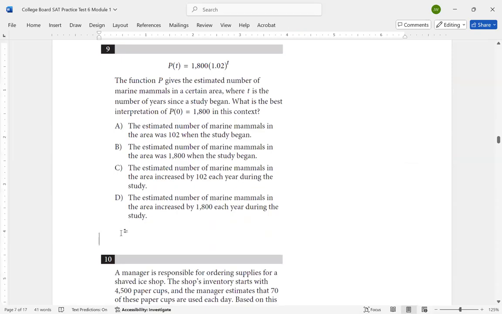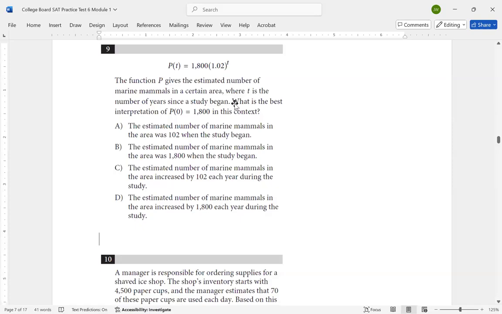Question 9. The function p gives the estimated number of marine mammals in a certain area, where t is the number of years since a study began. What is the best interpretation of p of 0 is equal to 1,800 in this context?